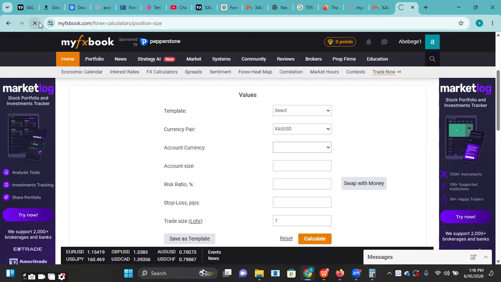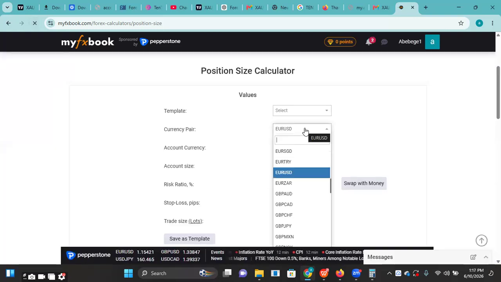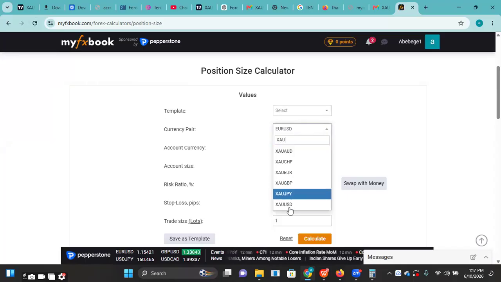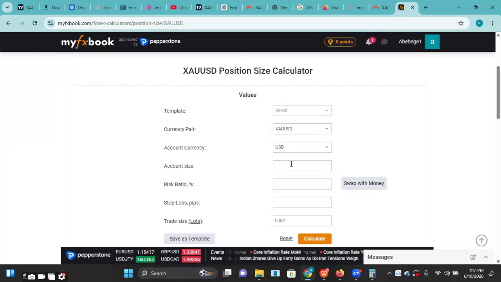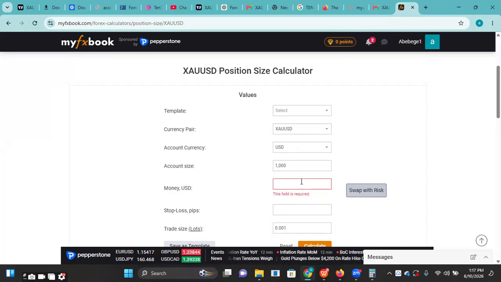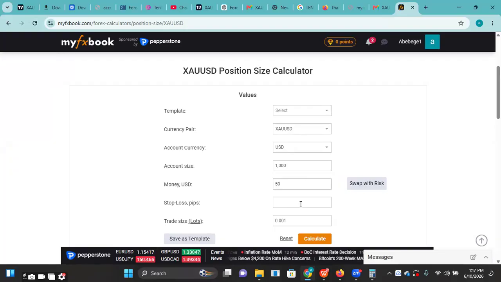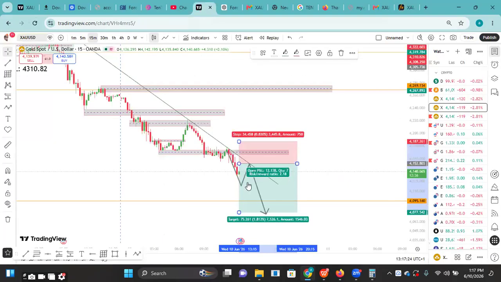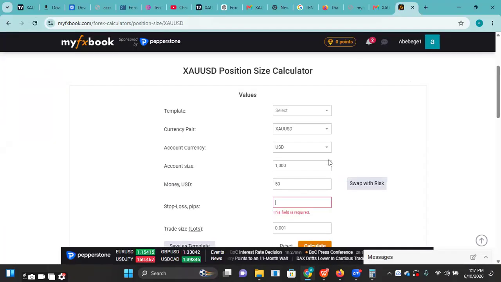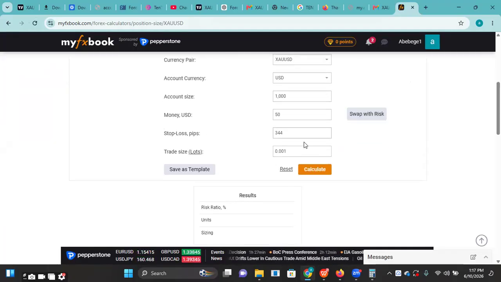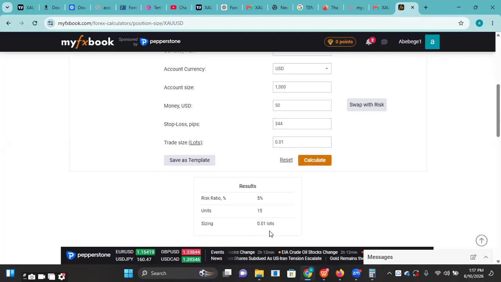Let me refresh. Okay, so here we go again. XAU USD, USD. Account size, which account do I have? Okay, a 1K account. How much do I want to risk? I want to risk $50, so I swap to $50. Stop loss is that 344. And trade size: because it's gold, I need to take it to 0.01. Then I calculate. You see, it still gives me the same thing.